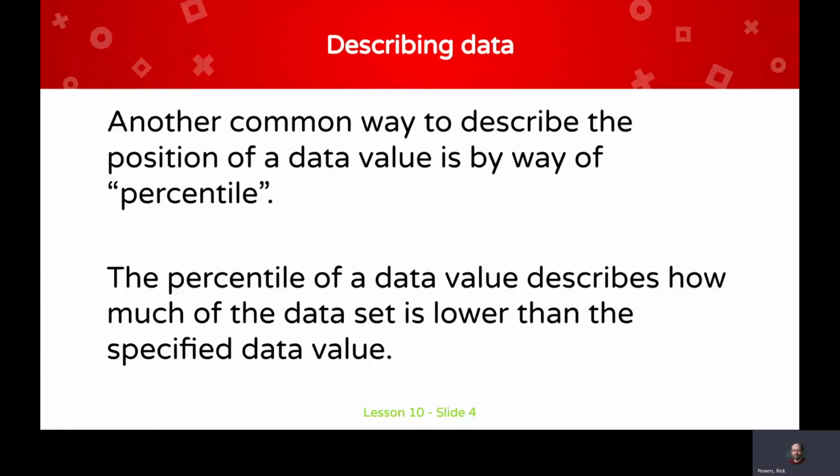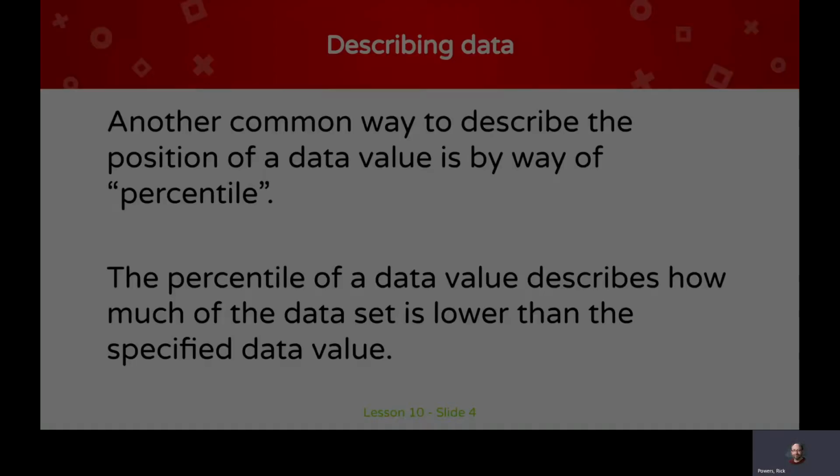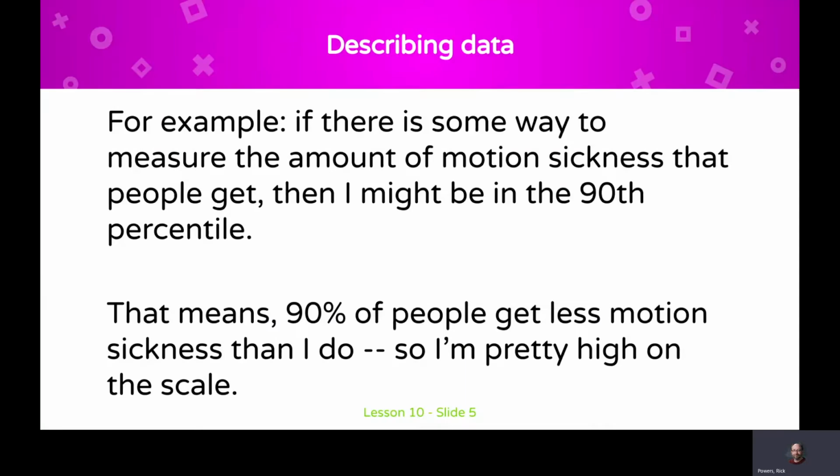Another common way to describe the position of a data value is by way of percentile. The percentile of a data value describes how much of the data set is lower than the specified data value. For example, if there's some way to measure the amount of motion sickness that people get, then I might be in the 90th percentile. That means 90% of people get less motion sickness than I do, so I'm pretty high on the scale.